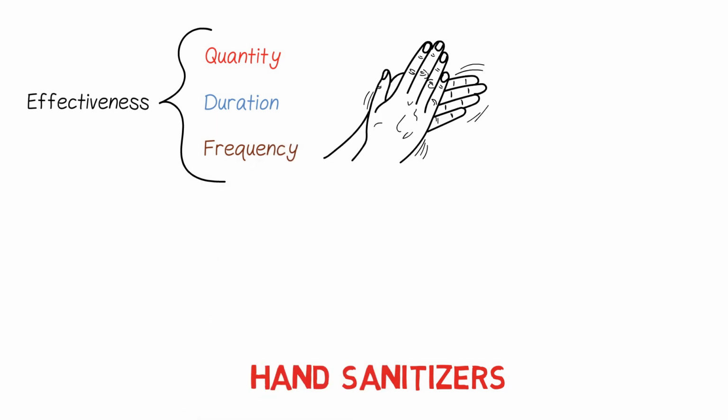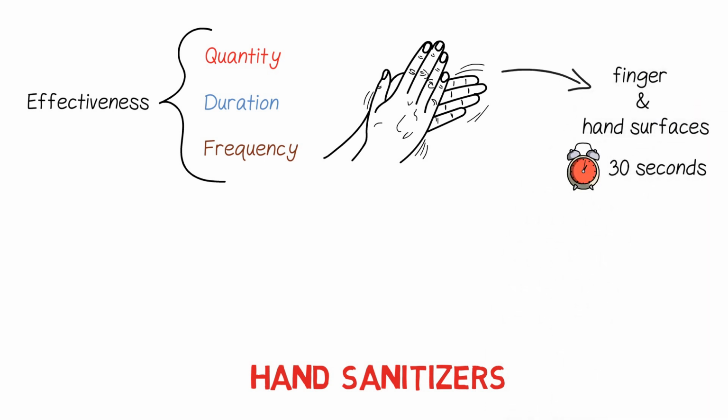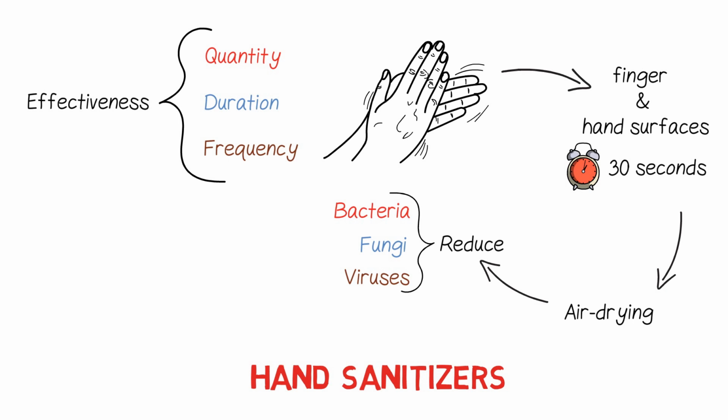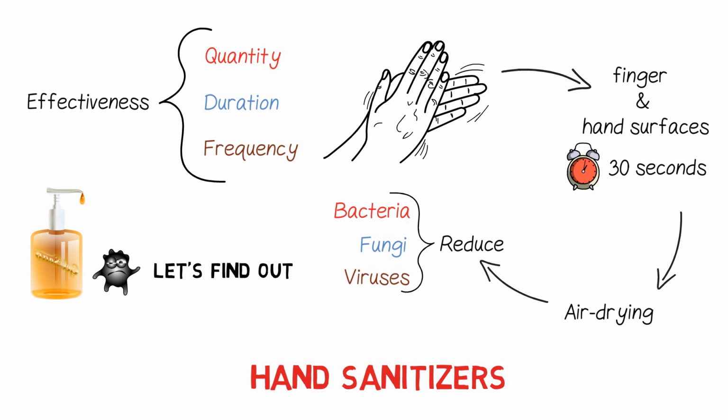Usually, alcohol-based hand sanitizers, if rubbed thoroughly over finger and hand surfaces for 30 seconds, followed by complete air drying, can effectively reduce populations of bacteria, fungi, and some viruses. Did you ever think how these hand sanitizers kill bacteria? Let's find out.